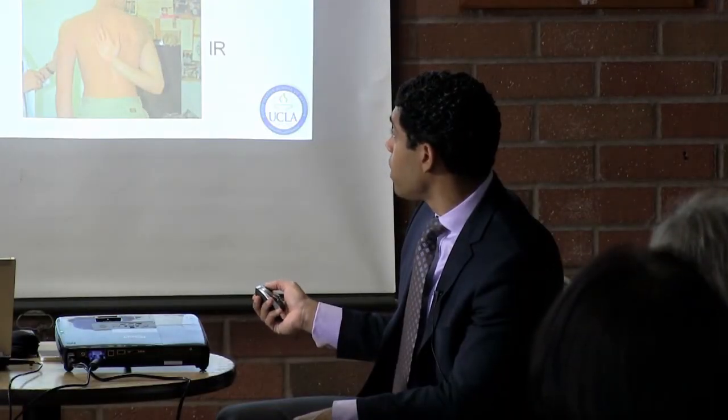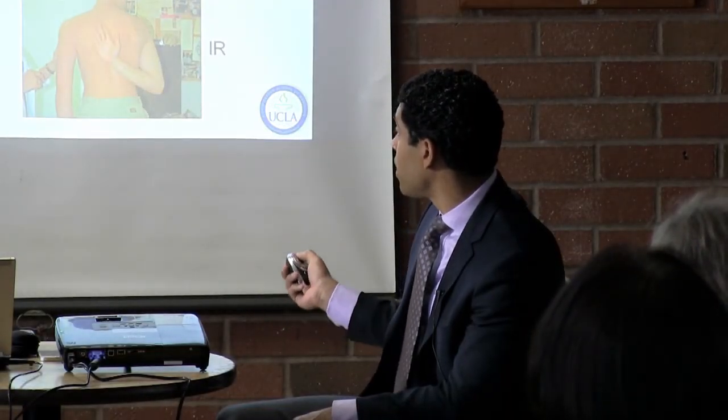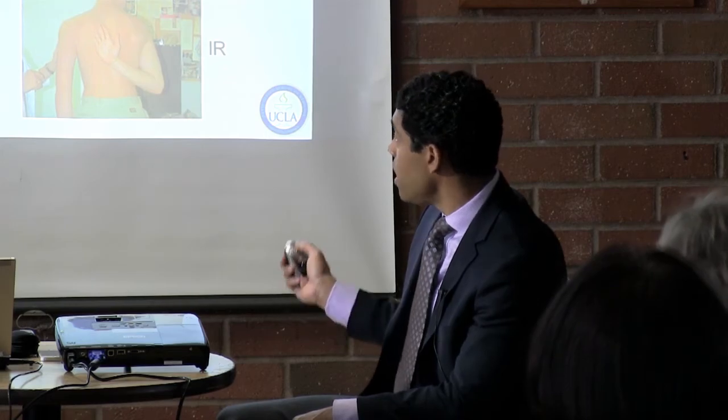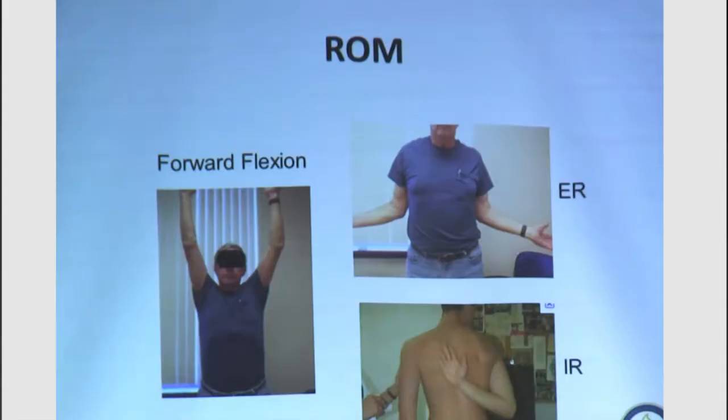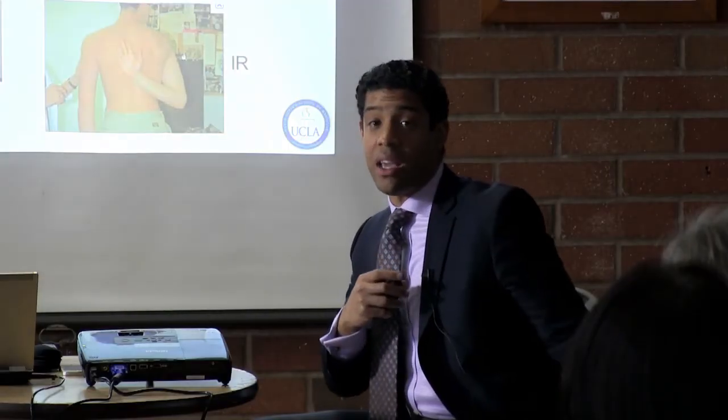Range of motion. Like I said before, forward flexion, external rotation, and internal rotation. These are the movements that are going to clue me into what types of restrictions you have and what's bothering you in activities of daily living. Forward flexion, I know you're going to have problems reaching into a cupboard. External rotation, I know you're going to have problems putting on a shirt, putting on a jacket in the morning.